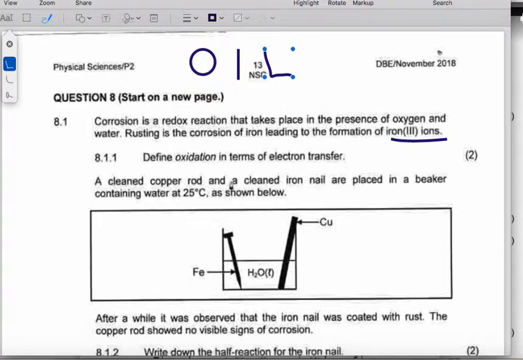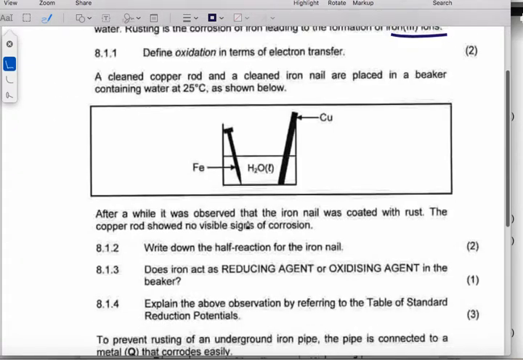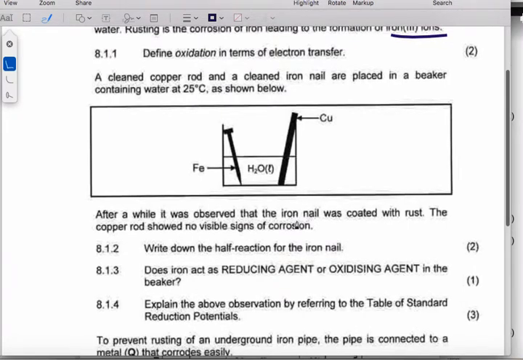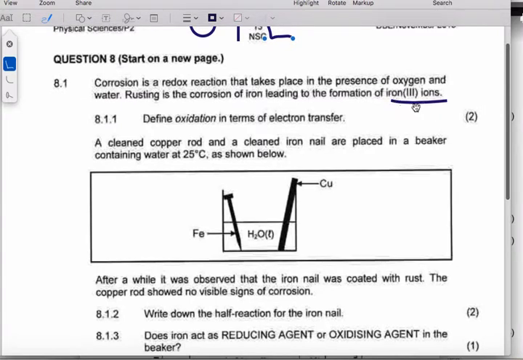A cleaned copper rod and a cleaned iron nail are placed in a beaker containing water at 25 degrees centigrade as shown. There's the iron nail, Fe is iron, and there's the copper rod, Cu. After a while, it was observed that the iron nail was coated with rust. The copper rod showed no visible sign of corrosion. Write down the half reaction for the iron nail. Now you will remember it said iron 3 ions.